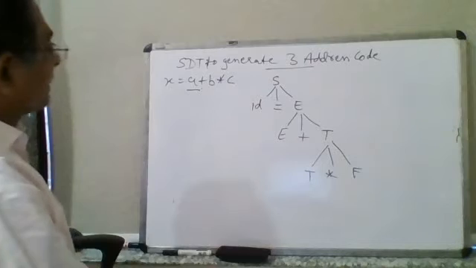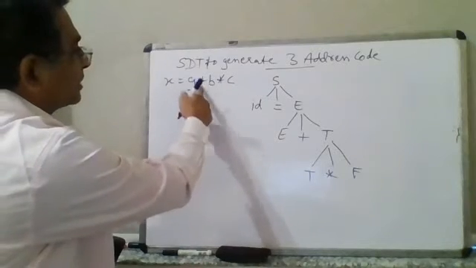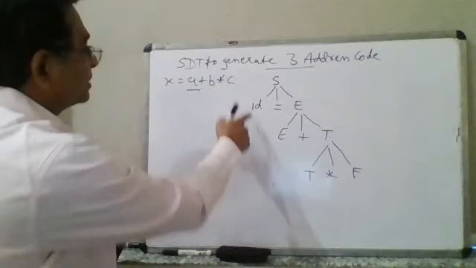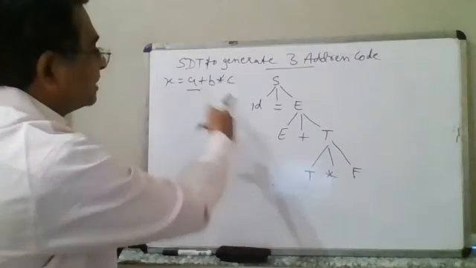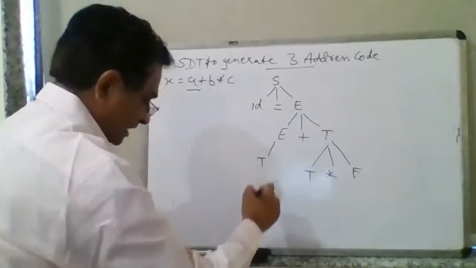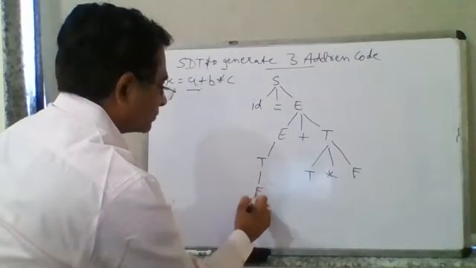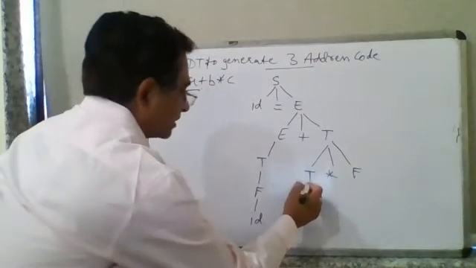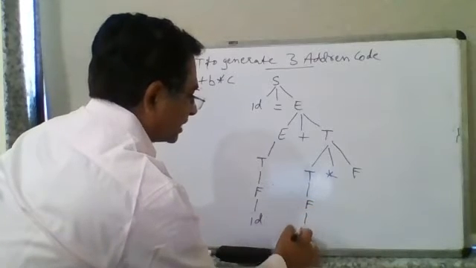Are you getting this? So there is going to be plus and star which we have generated and the equal to operation which we have generated. And we want this ID to be there for all the A, B and C. So E tends to T, and then T tends to F, and F tends to ID, right? So in this way, again here it will be T tends to F and F tends to ID, right?